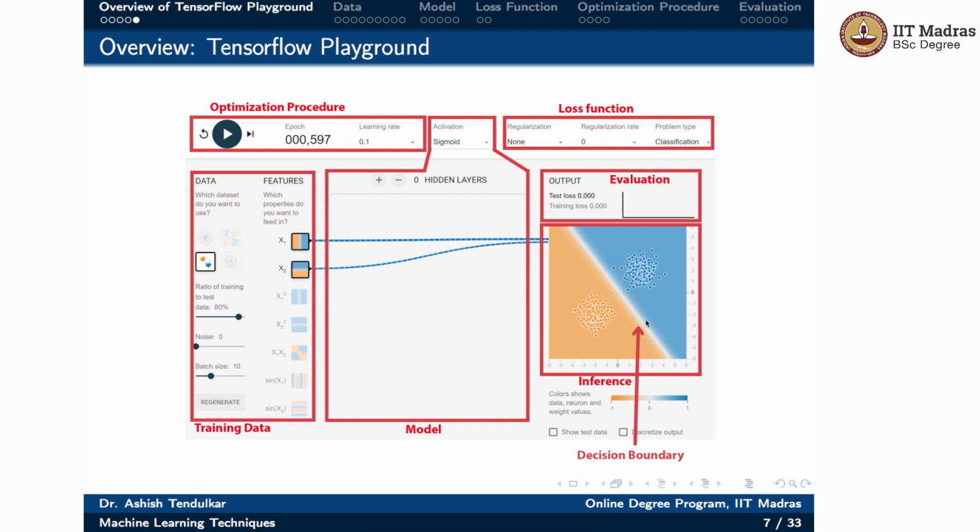This is called the decision boundary, which separates two classes, blues and oranges. And this box essentially also shows us the inference that the model is drawing on the test set. Each of these components has multiple configuration parameters that we can vary and study its effect on the training data. Let's look at each of these components separately and in a detailed manner.